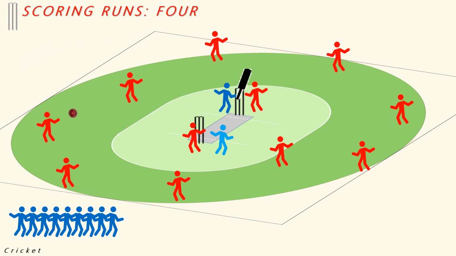4. When the ball goes across the boundary line with at least one bounce inside the playing area, the batsman who hit the ball across the boundary line is credited with 4 runs. Unlike baseball, the batsman does not have to run across the pitch to get these 4 runs.